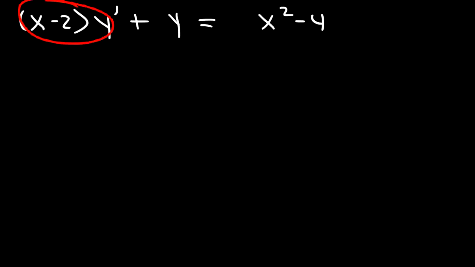So let's say we have x minus 2 times y prime plus y, and let's say that's equal to x squared minus 4. So feel free to take a minute, pause the video, and try this example. So once again, we need to have a 1 in front of y prime. So let's divide every term by x minus 2.